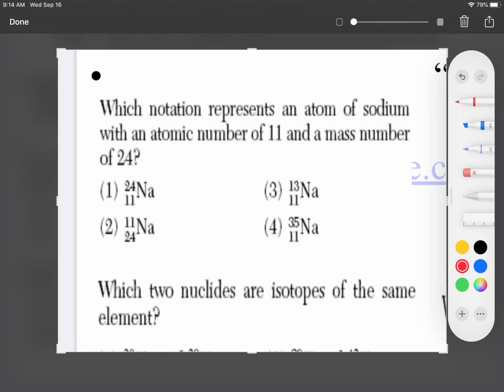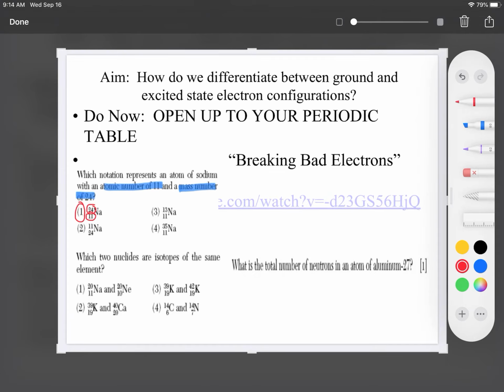It says, which notation represents an atom of sodium? Sodium is symbol Na, it's on the periodic table, or Table S, which tells you all the names and so on and so forth, with an atomic number of 11, and a mass number of 24. Well, we learned that the mass number goes on top, the atomic number goes on the bottom. So the answer is simply going to be choice 1.